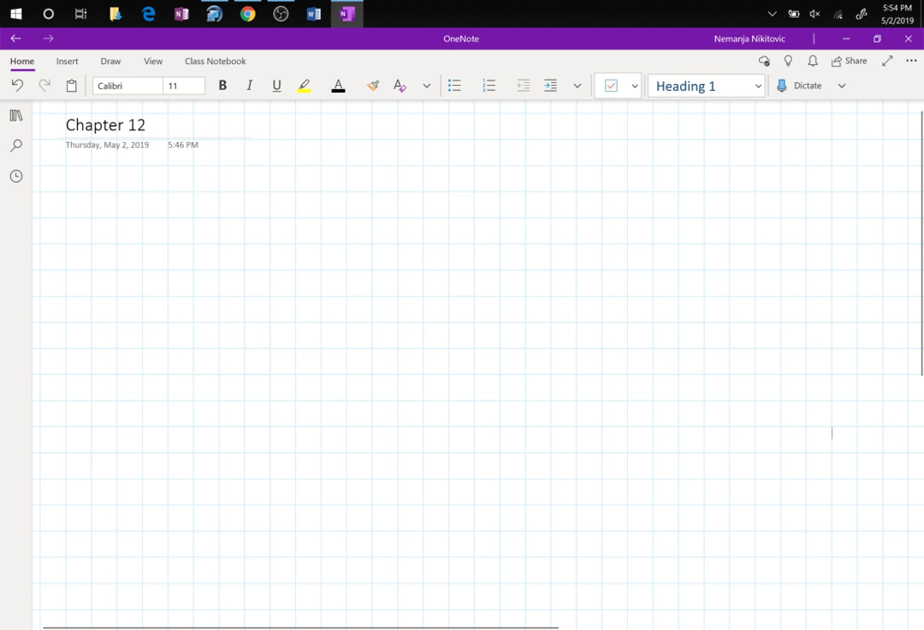So Chapter 12 is known as your Introduction to Calc 3, and what you learn here is two of the very important prerequisites, and that is parametric equations and polar coordinates.